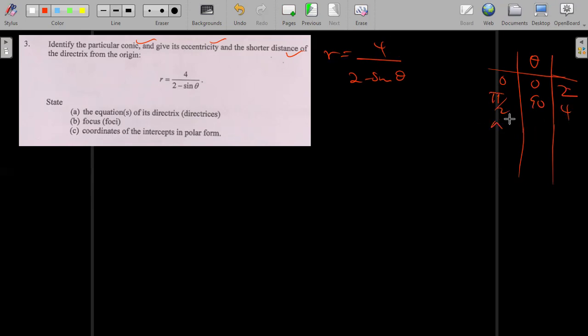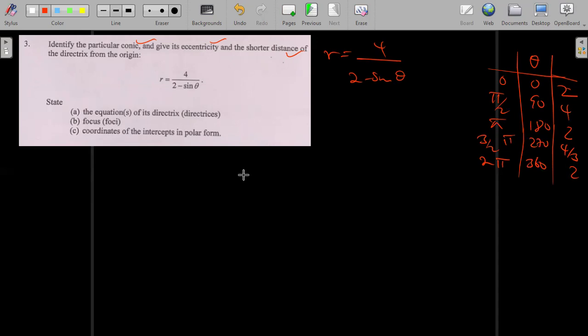Then you have pi, which is 180. Do the same, you get 2 there. Then you have 3 over 2 pi, which is 270, then you get 4 over 3. Then the other one is just 2 pi, that is 360, so it's the same as 0, and that will give you 2. You just end the cycle here since you're just sketching for the values there. So now, what next do I do?